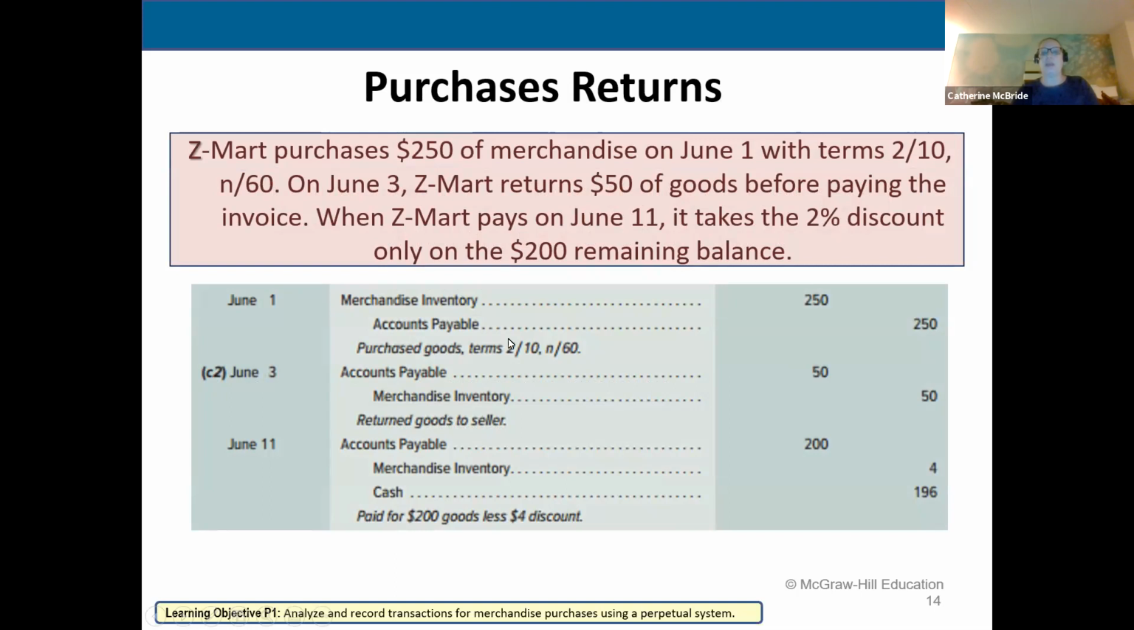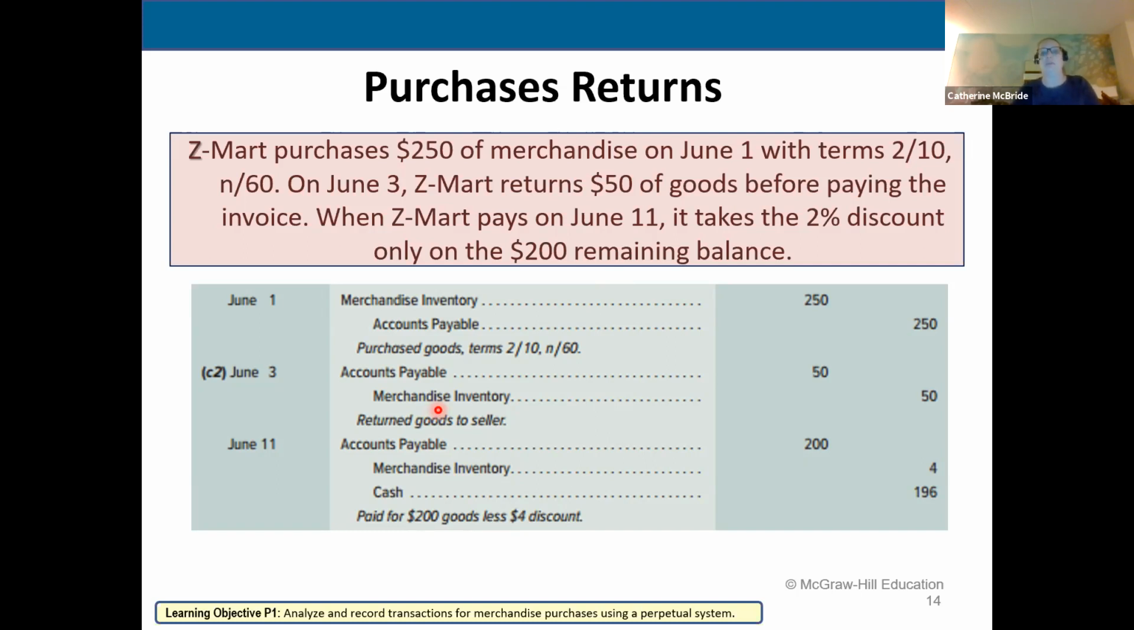Purchase returns work the same way. So here we purchased $250 worth of merchandise on June 1st with terms 2/10, net 60. So this is the purchase. We purchased merchandise inventory and we credited accounts payable because we're going to pay for it later. On June 3rd, we returned $50 worth of goods to Z-Mart before paying the invoice. So when we return the goods, we're going to debit accounts payable because for the $50 we returned, we're not going to pay. And we're going to reduce merchandise inventory for the amount of inventory we returned because we don't have it anymore.